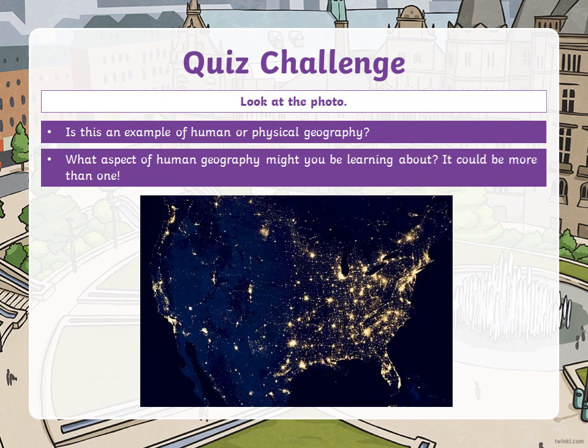Extra bonus point, can you tell me which country this is? You should write it down in your book alongside your two categories with human and physical geography. I hope you've enjoyed this slideshow.